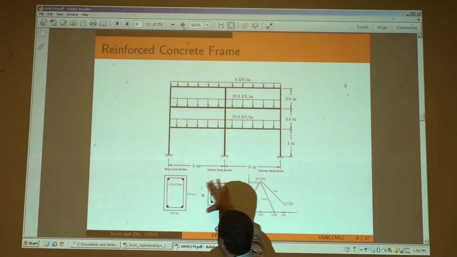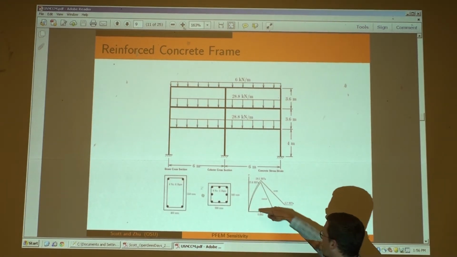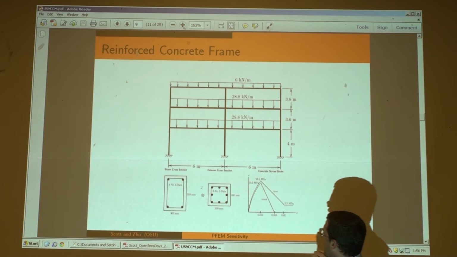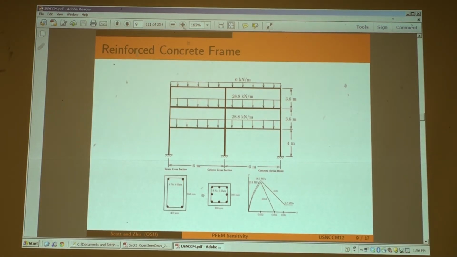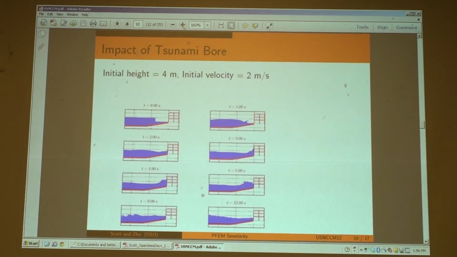And we have the girders, the column cross sections, and the stress strain behaviors for the confined and unconfined concrete. So using the same models that you've seen today and yesterday for the member response.